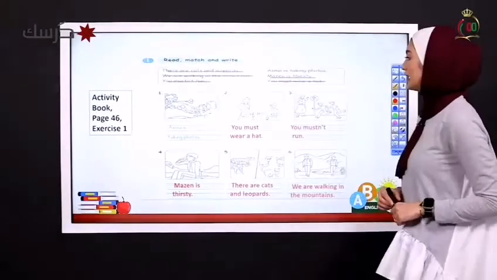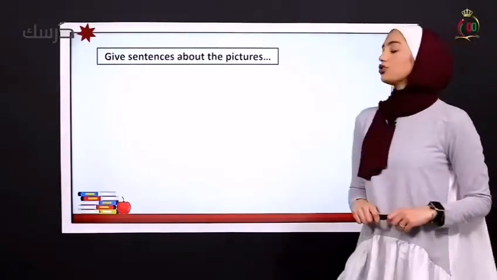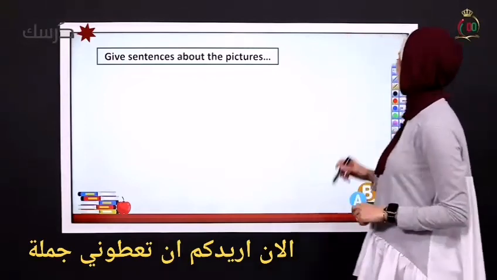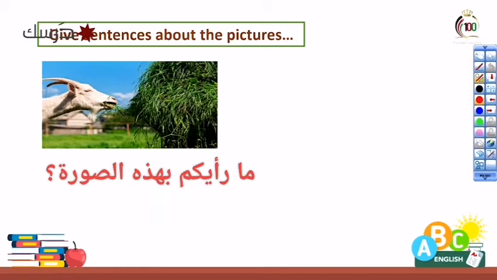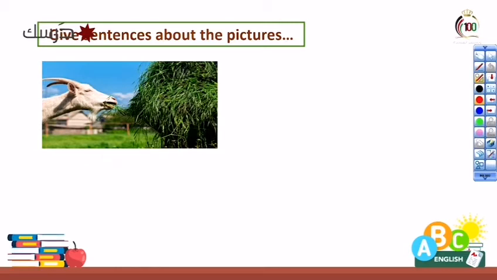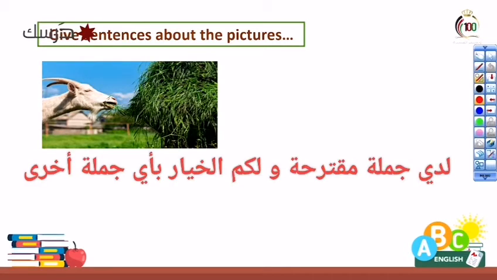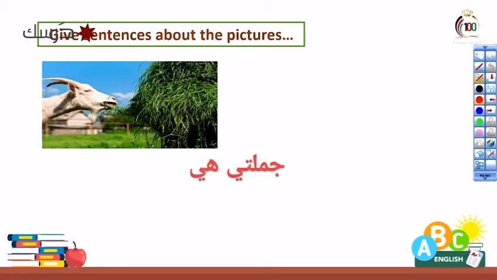Let's move on. Now I want you to give me sentences about the pictures. What can you say about this picture? Any sentence can match. I have one. You can think of any other. My one is, the goat is eating. 100% correct sentence. You can think of more sentences if you want, okay?